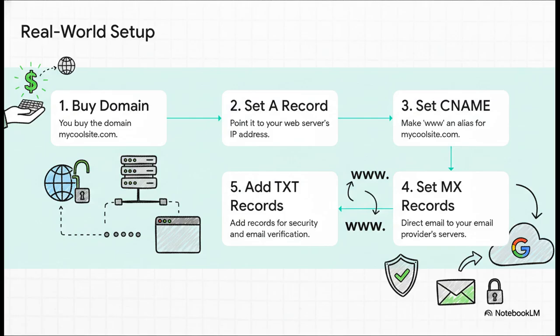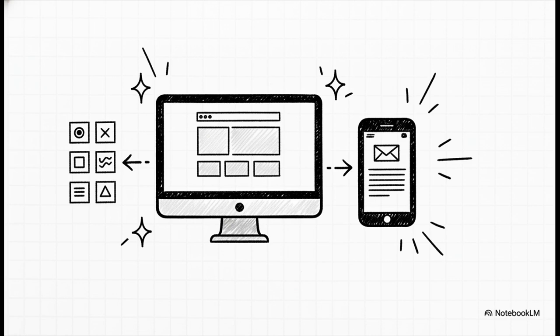And here's where it all comes together. Let's say you just bought mycoolsite.com. The very first thing you do is set the A record to your web server's IP address. That's what brings your site online. Then you'll add a CNAME so www works too. For your email, you'll point your MX records to your provider, like Google or Outlook. And finally, you'll add those TXT records to prove you own it and keep your emails out of the spam folder. And boom, just like that, with a few simple text files, a few digital sticky notes, you have a complete professional online presence. That's the real power of DNS in action.